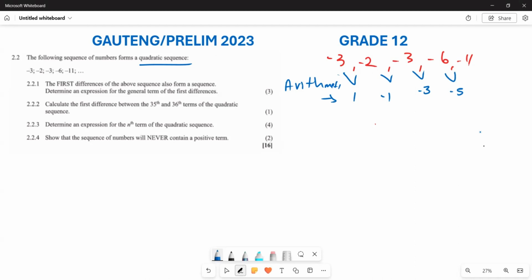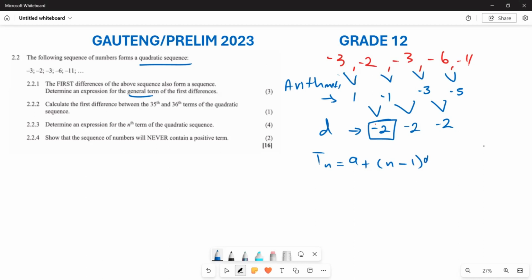If you continue and find out the difference from there, we are going to realize that the difference is -2. When you say -1 subtract 1, and when you say -3 subtract -1, this is -2, and also -2. Are we together? So this -2, in terms of arithmetic difference, is going to be your difference. Which means if you want to find the general term, Tn is equal to a plus (n subtract 1) d.